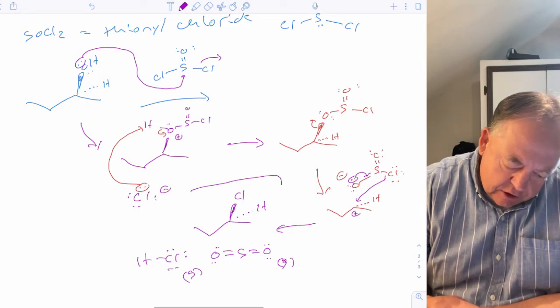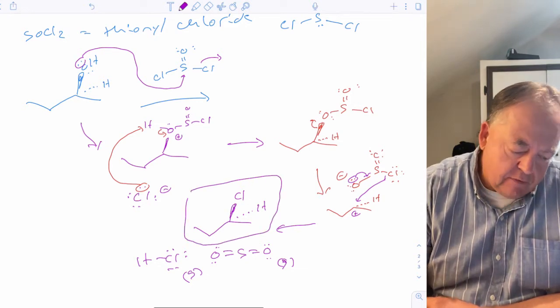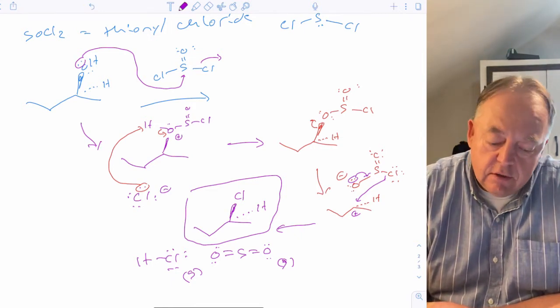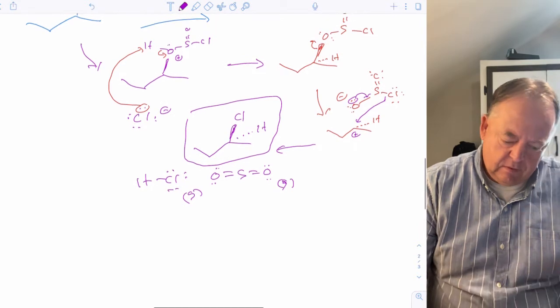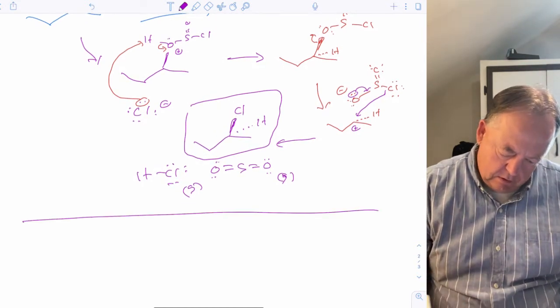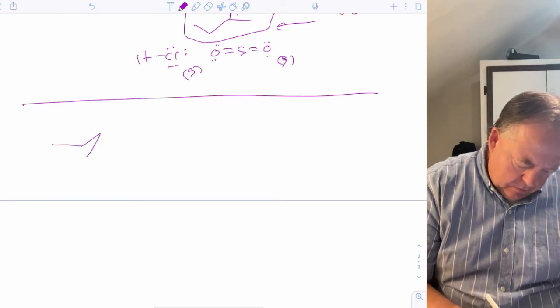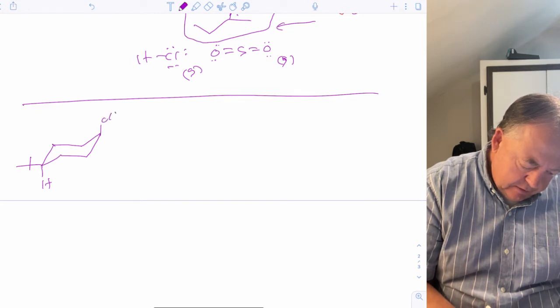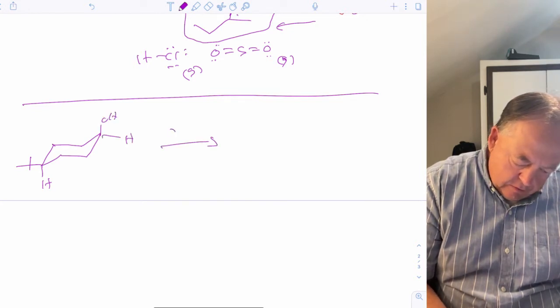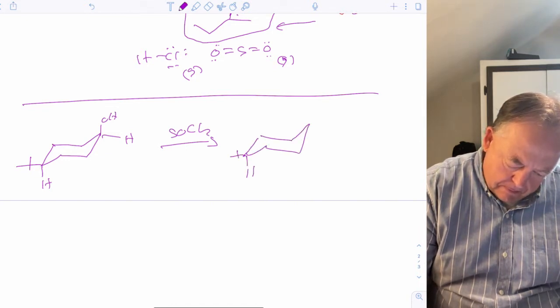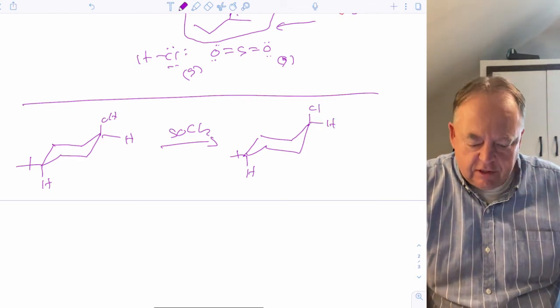But then our main interest is the major organic product. So you convert OH to chlorine, but you do so with retention of stereochemistry if it's at a chiral center. Okay, so if we did a reaction like this with SOCl2, then again convert OH to chlorine, but do so with retention of stereochemistry.